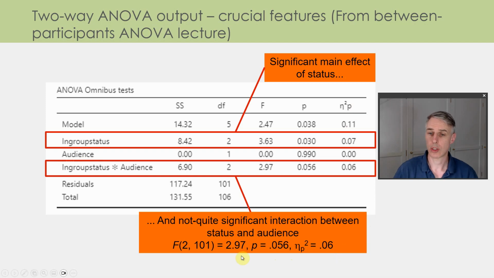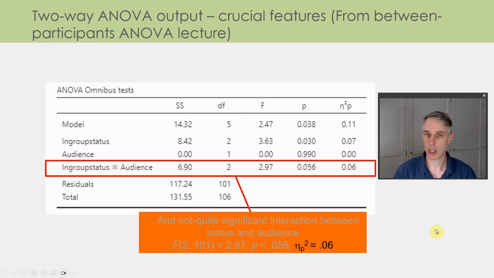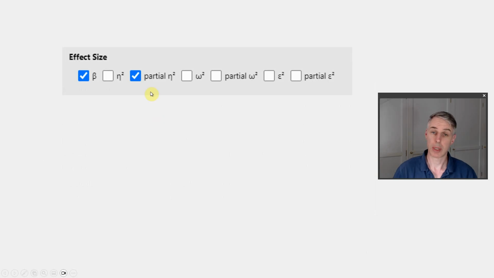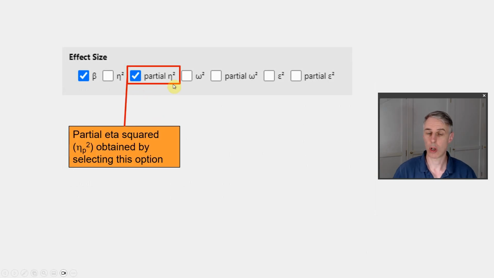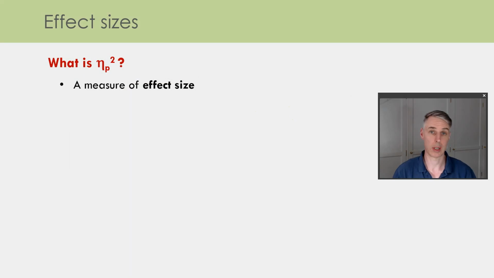So I directly addressed most of the components of this little bit of write-up here. But I didn't really focus on this last value, the 0.06, which is a partial eta squared. This value here under the partial eta squared column. And we got that bit of output by making sure that this particular option under effect sizes in Jamovi was checked. We can also ask for other options such as eta squared, in addition to partial eta squared, as well as some of the others, omega squared and epsilon squared. So that's where it came from, but what is it and why do we need it?